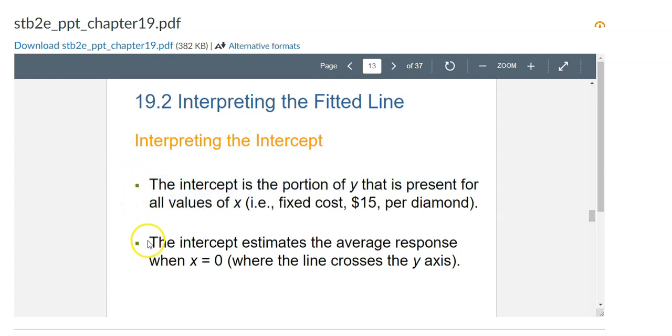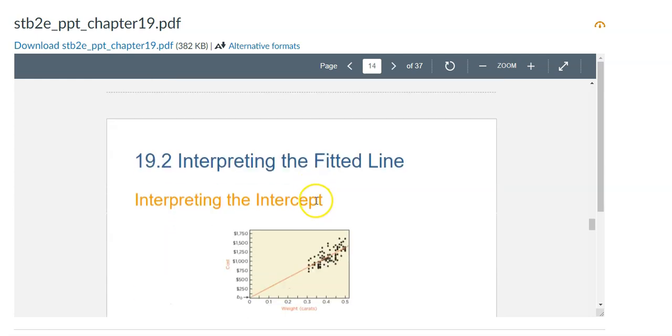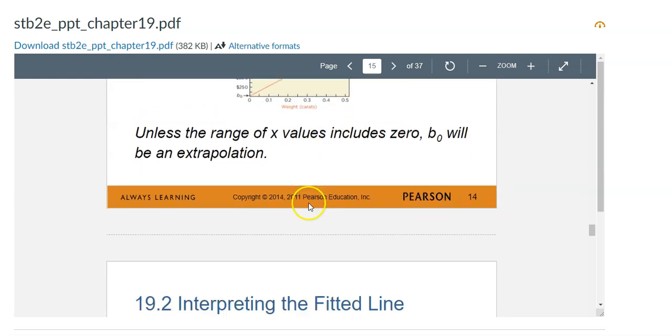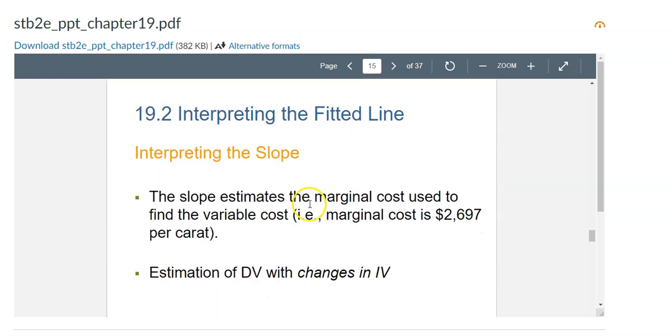The intercept estimates the average response when x is 0, where the line crosses the y-axis. So that's perfect. The next part is interpreting the fitted line, interpreting the slope. The slope estimates the marginal cost, used to find the variable cost. Marginal cost is 2,697 per carat.